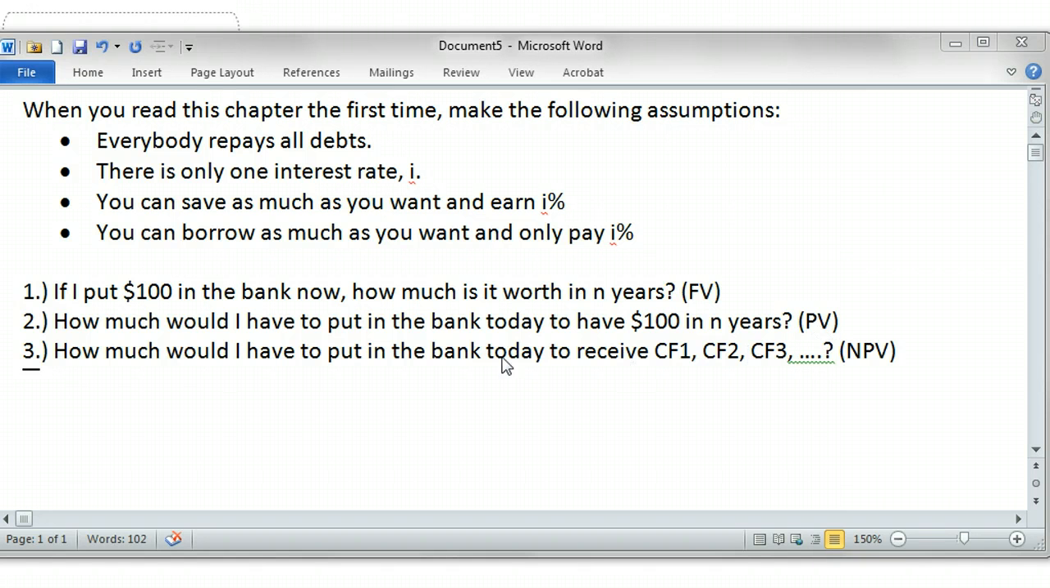And then finally, we're going to ask the question of how much would I have to put in the bank today to receive cash flow 1 year from now, cash flow 2 years from now, cash flow 3 years from now, etc. And we'll use that to introduce the concept of net present value. So let's try to answer that first question. I'm going to switch over here to OneNote.